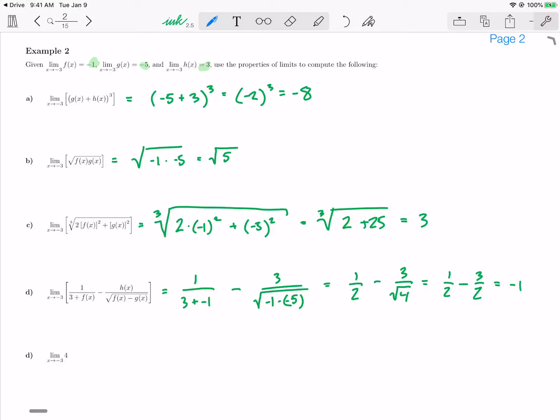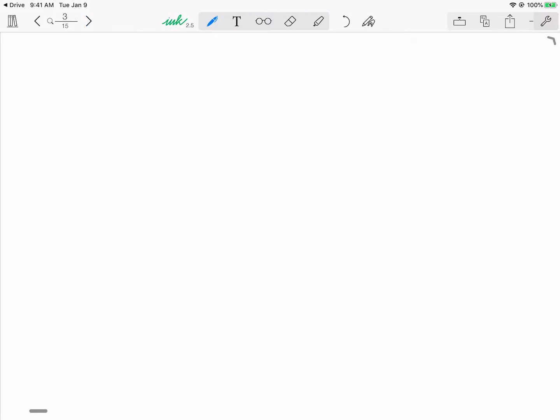And then this one, we've got a constant function. So the limit as x goes to anything is just 4. Because remember, if you wanted to picture that, that is simply a line up at 4 that is horizontal and goes forever. So that's just some of the properties of limits that we can exploit to our benefit.